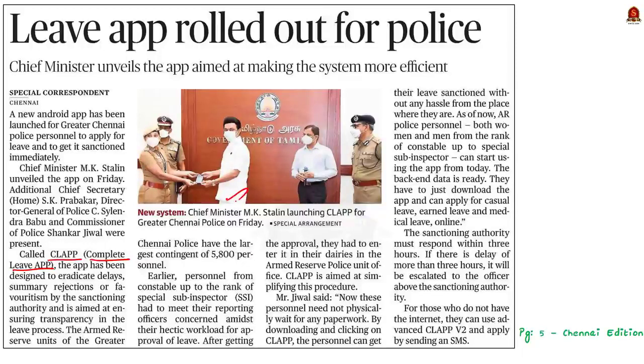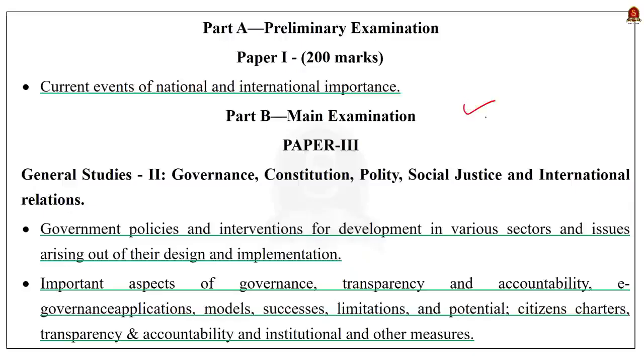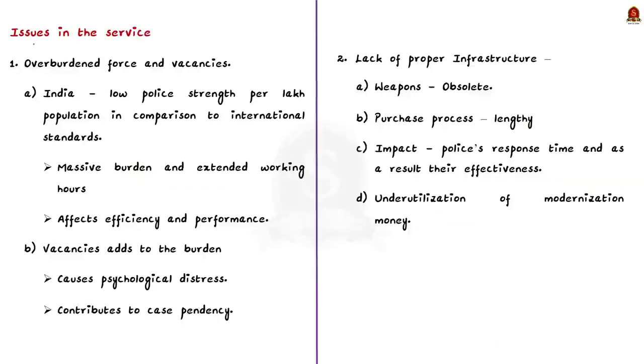So in the context of this article, let us see some issues faced by the police forces and the various committee recommendations regarding police reforms. First, the syllabus relevant to this article is highlighted here for your reference. Please go through it. Let us start our discussion by looking at the problems faced by the police personnel. Let us see them one by one.